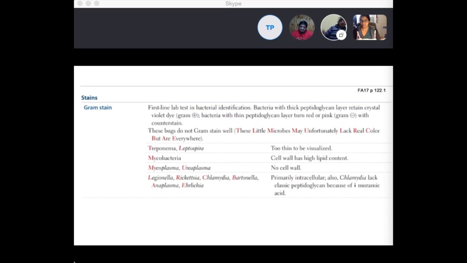Okay. So, what can you use for Treponema, for example? Dark field microscopy. Yes. And with Mycoplasma and Ureaplasma, these are generally unable to be stained. As you can see, they don't have a cell wall, so you can't really stain them. And with Legionella, Rickettsia, and others, you can use an immunofluorescence stain.